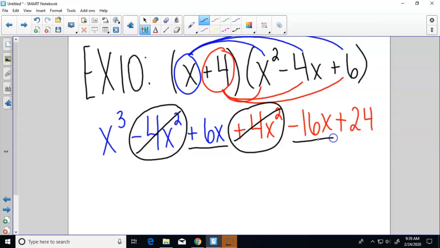Okay, good. So that x to the third, we can't put it with anything. I'm just going to write it up front, right? The 6x and the negative 16x, that's going to give me negative 10x. And then just put the 24. So those problems are a little bit longer, but it's the same idea.